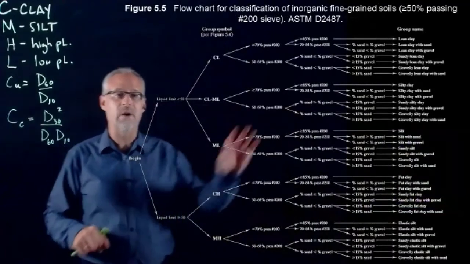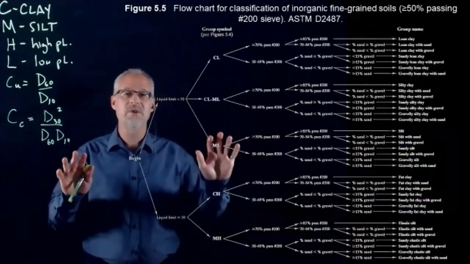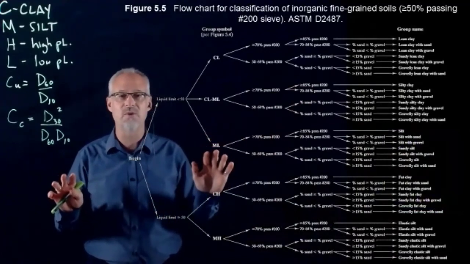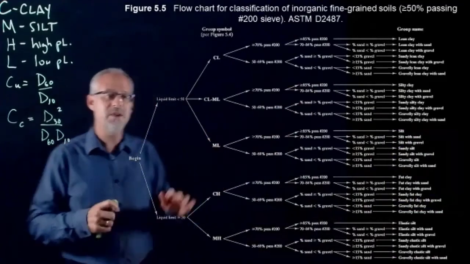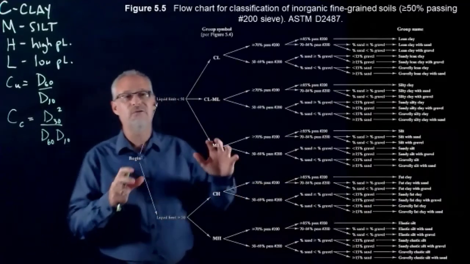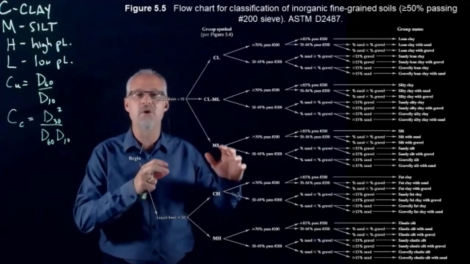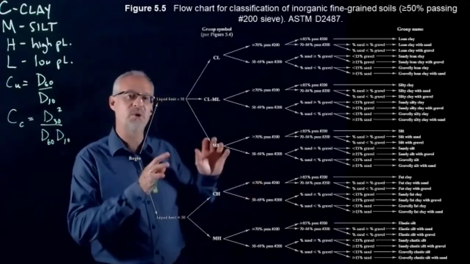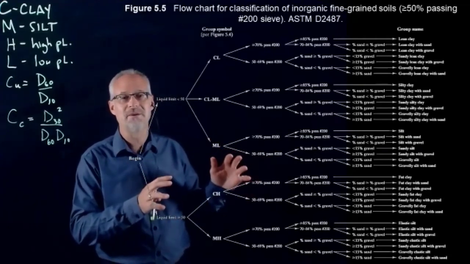So the first thing, you can't read this. I can't read it, but I zoomed back out on this flow chart because this is what I want to actually work on tonight. This kind of complicated chart is the chart for classifying and giving what we call a group name to a soil sample. And this particular chart is for fine-grained soils, okay?